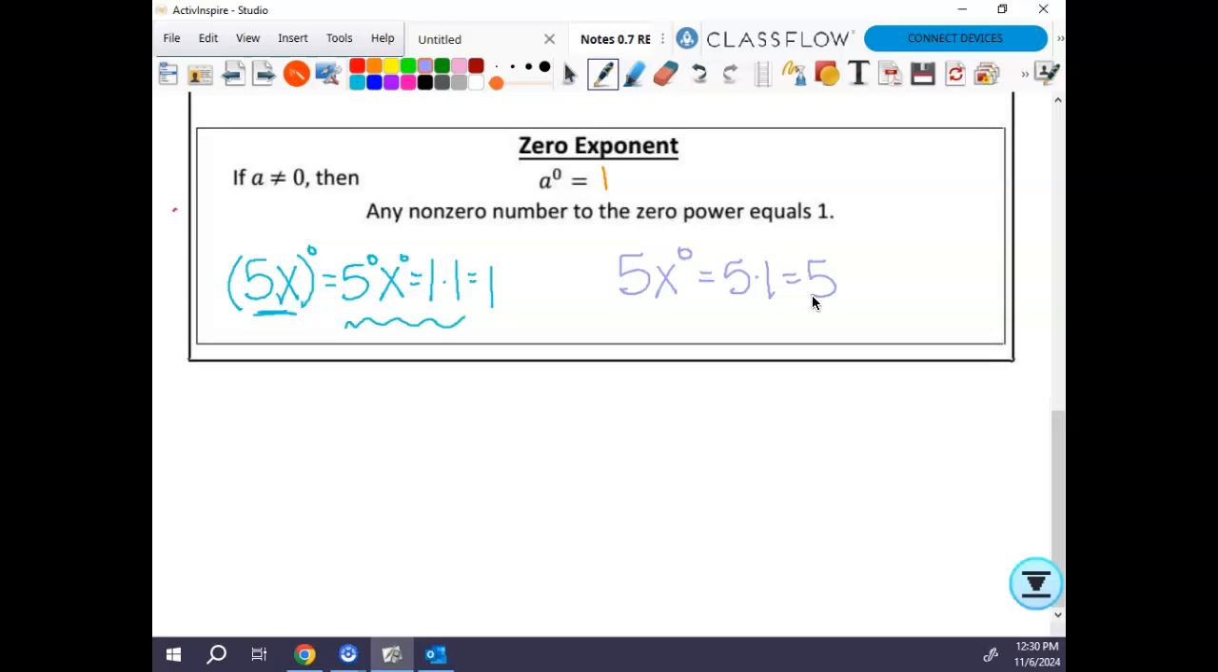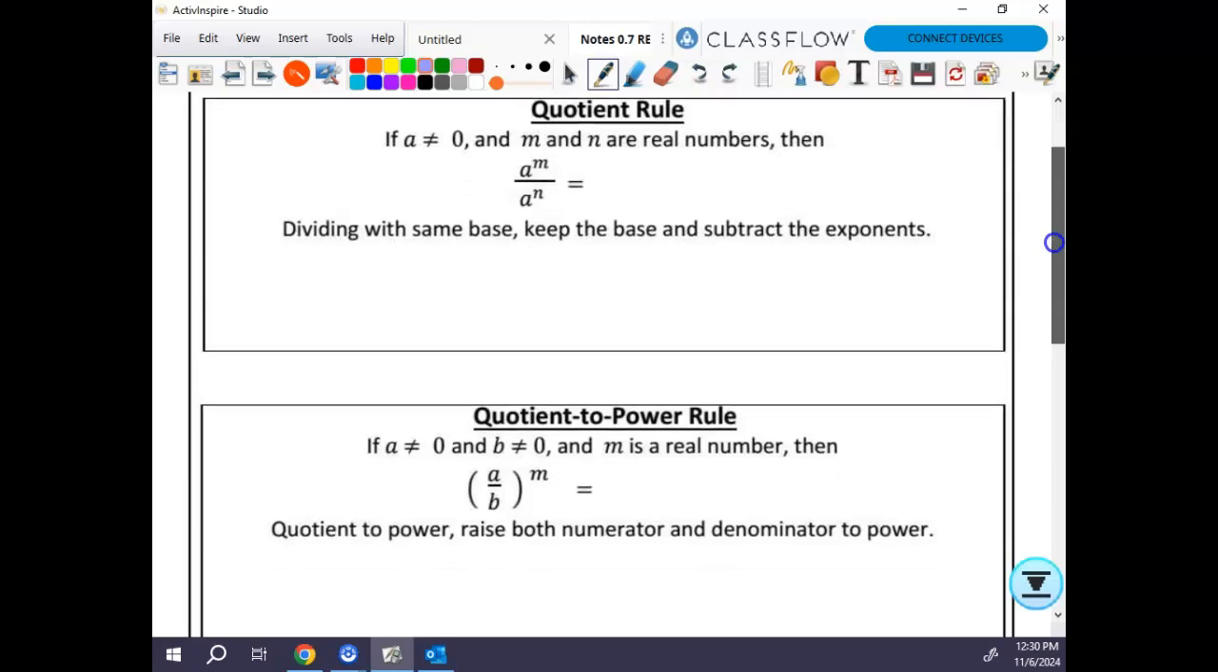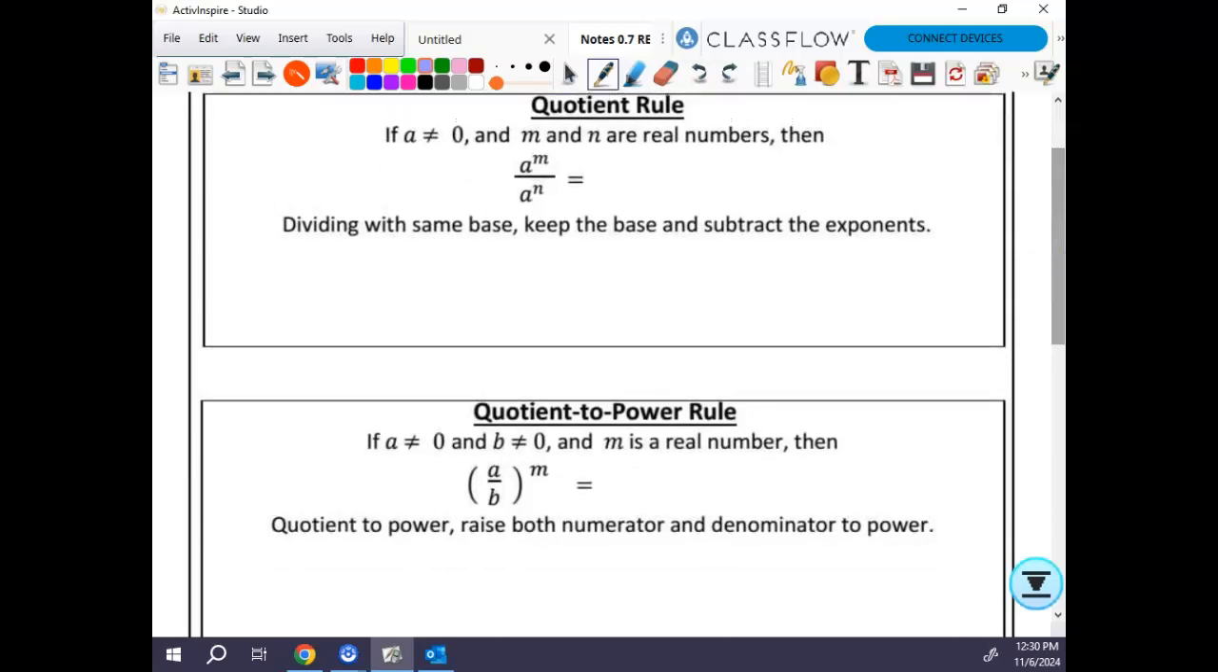Because again, most of the mistakes made with exponents are not that you're completely clueless about it. It's careless mistakes, or not paying attention to parentheses and things like that, or overthinking it. Alrighty. Quotient rule. So when we multiplied, we took the exponents and we added them. So when we're dividing with the same base, we take the exponents and we subtract them.